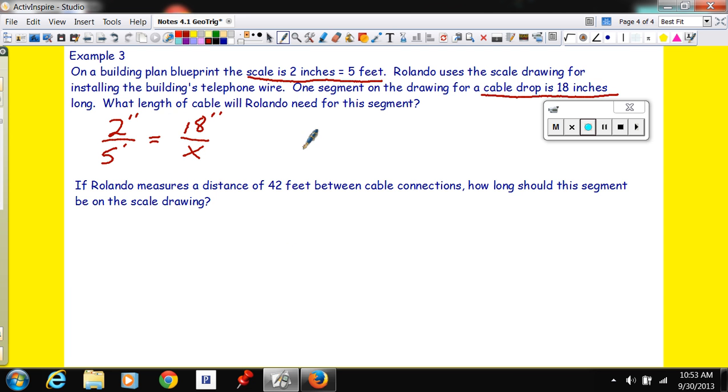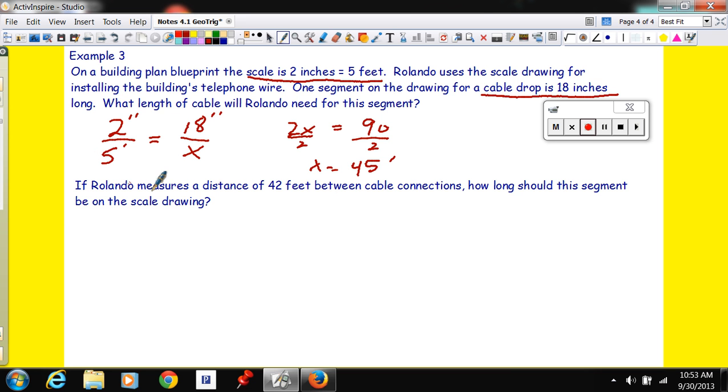Now we're going to multiply our diagonals. 2 times x would be 2x. This time I multiplied the extremes first, because again, I like the x on the left side. It's okay if the x is on the right side. It's not wrong. I like it here. And then 18 times 5 is 90. And then you divide by 2. And you get x would be 45 feet long. That's how much cable he'd actually have to measure and cut to actually drop the cable down in the building. He'd need 45 feet of cable.